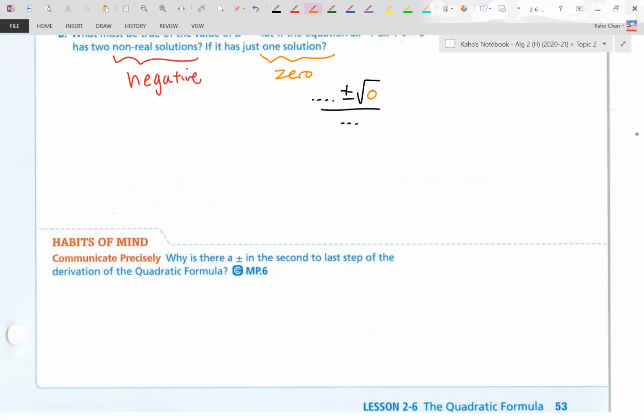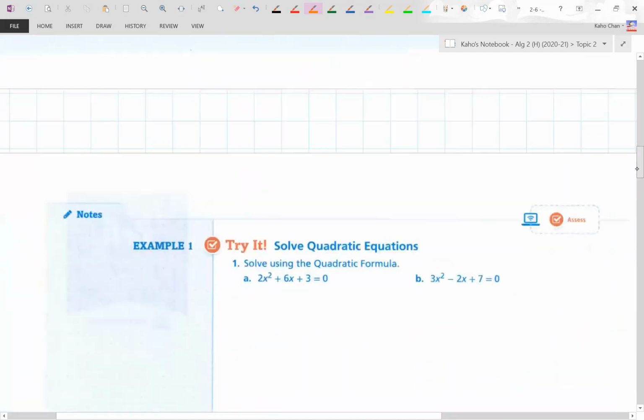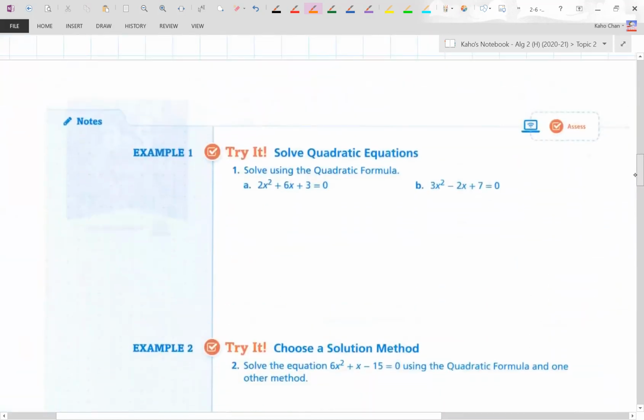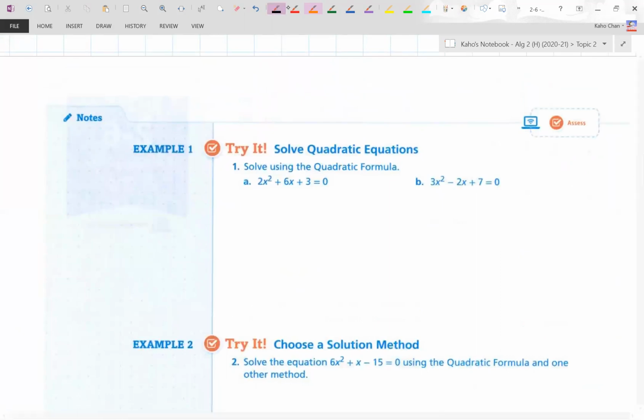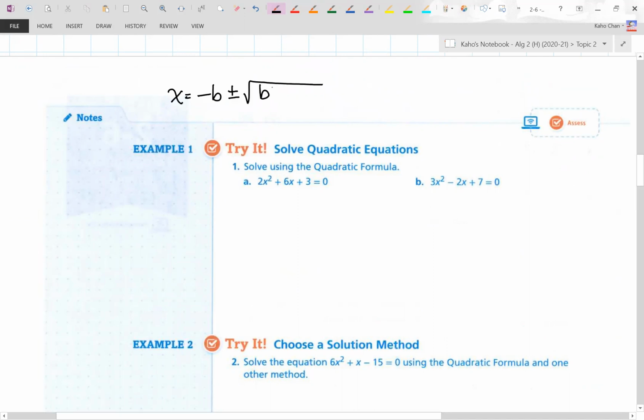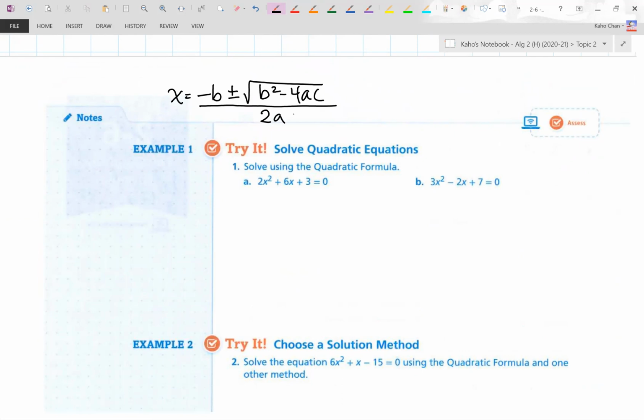Let's go ahead and move to the next page and just try the quadratic formula. Here we go. Let's go ahead and write down the quadratic formula. X equals negative b plus or minus the square root of b squared minus 4ac all over, or divided by, 2a. As long as your quadratic is in standard form, ax squared plus bx plus c, you can just plug it in here and that's all you have to do.